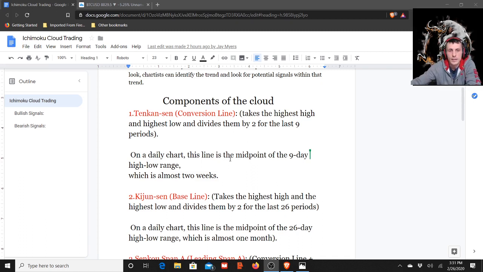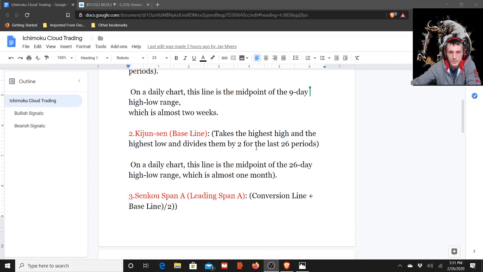Pretty close. The Kijun-sen baseline takes the highest high and the lowest low and divides them by 2, and plots that for the last 26 periods. So this is a slower moving line. On a daily chart, this is the midpoint of the 26-day high-low range, which is almost 1 month.